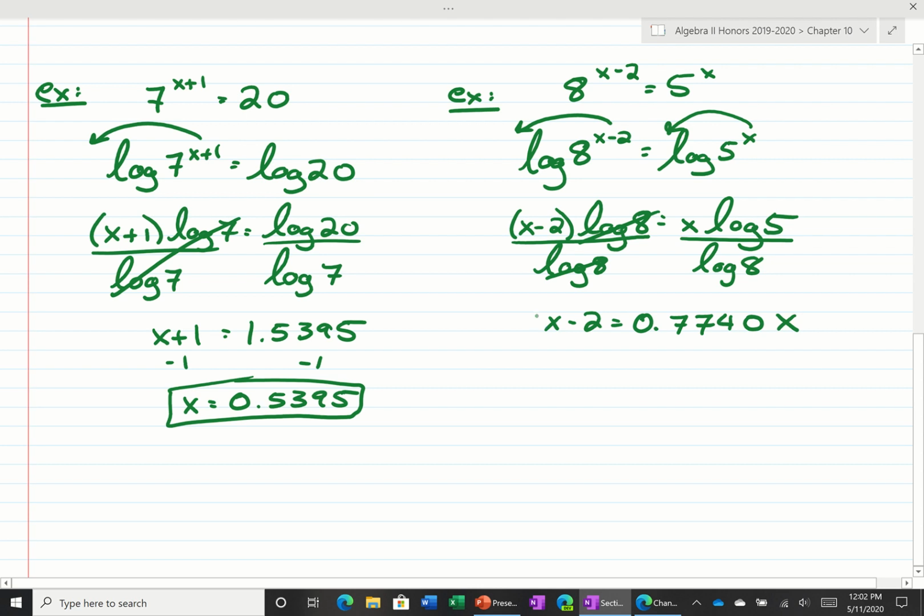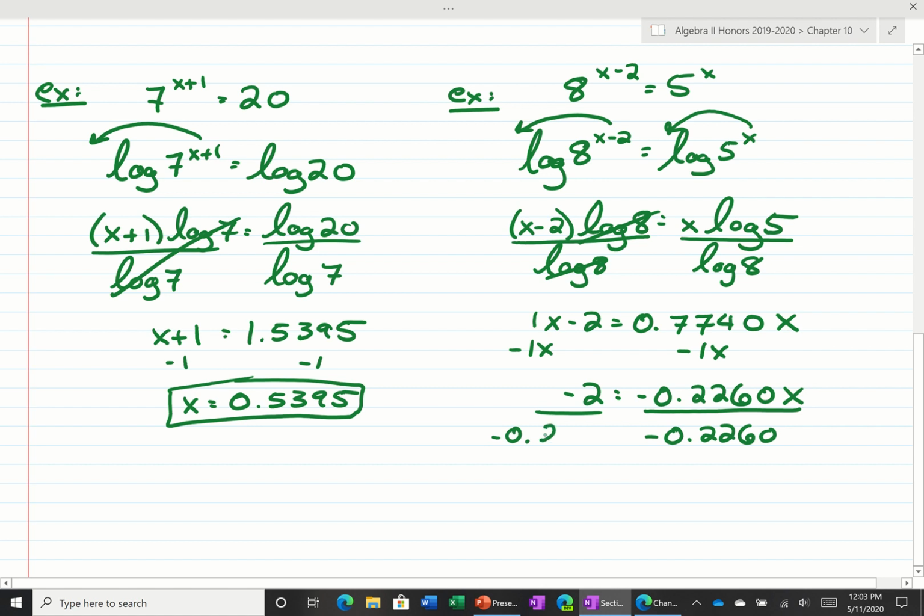We want to try to get all the x's on the same side, so I could subtract 1x from both sides. And I'm getting negative 0.2260. And then we could just divide both sides by the number in front of x. And we'd get x is equal to, let's see what that is. Negative 2 divided by that answer is, I'm getting 8.8486.